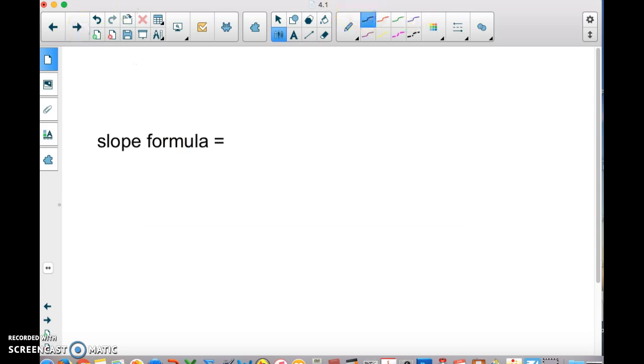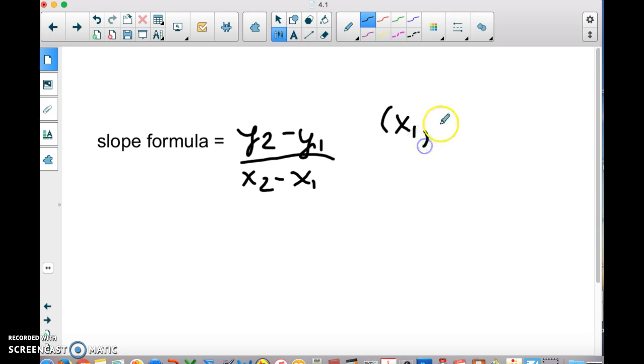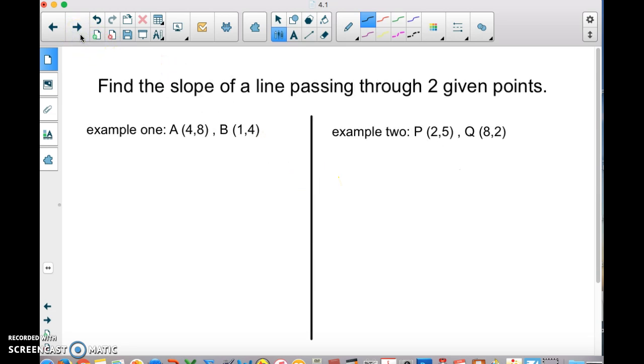To find slope, we can use the formula y2 minus y1 over x2 minus x1. These numbers just come from 2 points, so if we had coordinates, we would have x1, y1, and x2, y2. And these are where we would get our numbers from to plug into the formula. Next, we'll take a look at some examples.